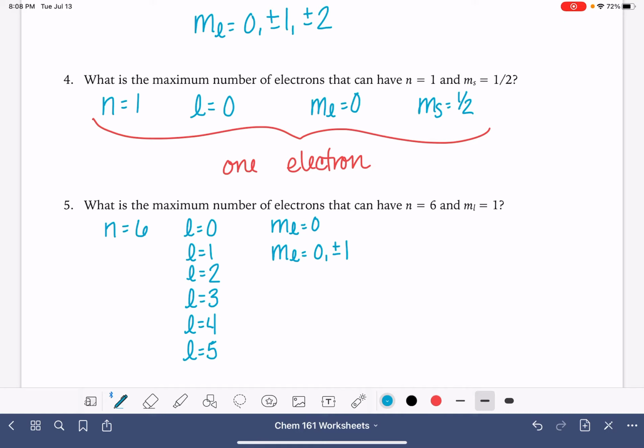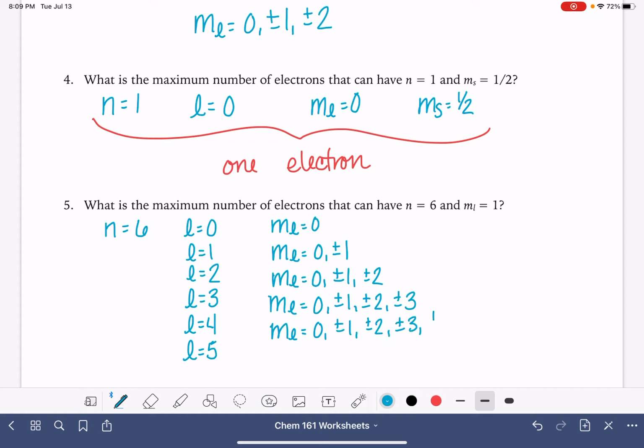And what we're really specifically looking for in this problem is the plus 1 value of M sub L. If we have L equals 2, M sub L could be 0, plus or minus 1, plus or minus 2. If we have L equals 3, it's 0, plus or minus 1, plus or minus 2, plus or minus 3. And you guys get the pattern. 0, plus or minus 1, plus or minus 2, plus or minus 3, plus or minus 4. And then if L is 5, 0, plus or minus 1, plus or minus 2, plus or minus 3, plus or minus 4, plus or minus 5.